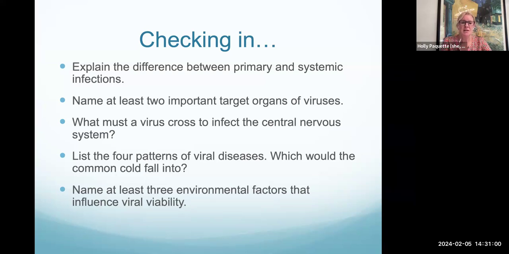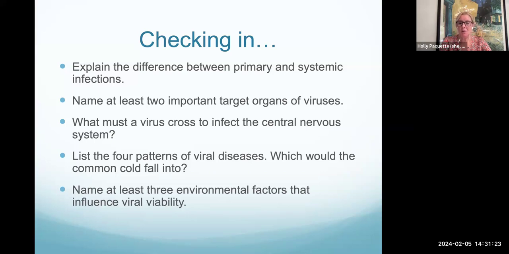The first question is, explain the difference between primary and systemic infections. Primary infections we think of as being in one location, although with primary viremia it moves into the bloodstream and then can travel to other places, which is what systemic infections are: viruses that have traveled somewhere else in the body from where they entered.